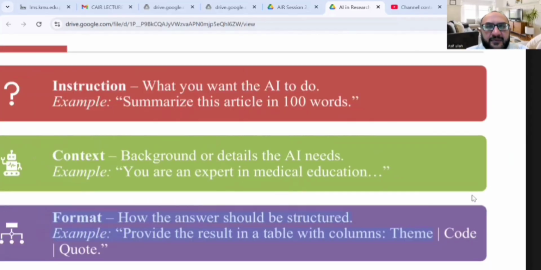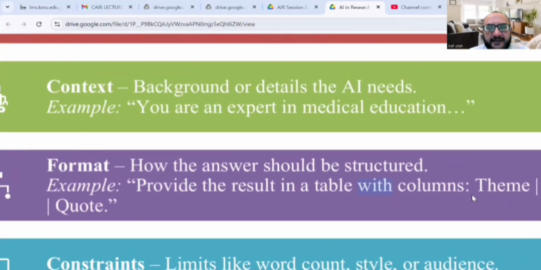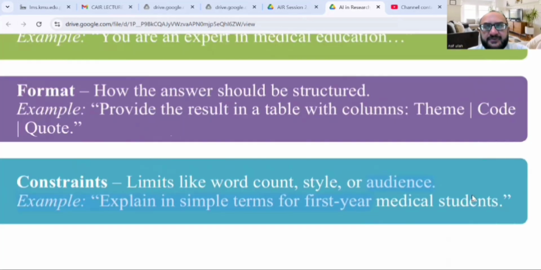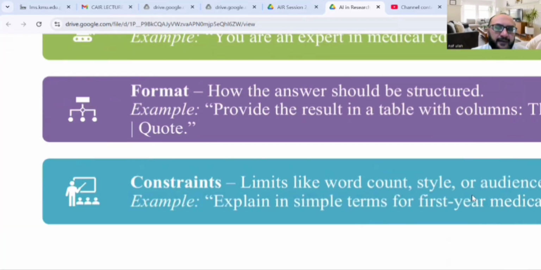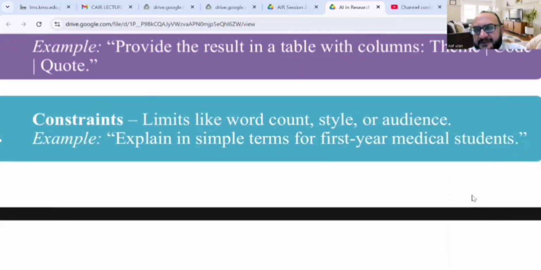First is instruction: what you want the AI to do. For example, summarize this article in 100 words. Second is context: background or detail the AI needs. Example, you are an expert in medical education. Third is format: how the answer should be structured. Provide the result in a table with columns, single code and quote. And constraints: limit the word count, style, or audience. Explain in simple terms for first year medical students.